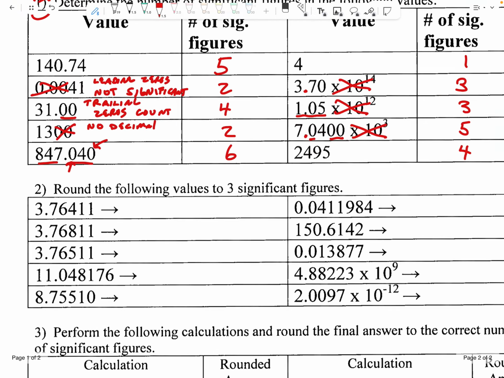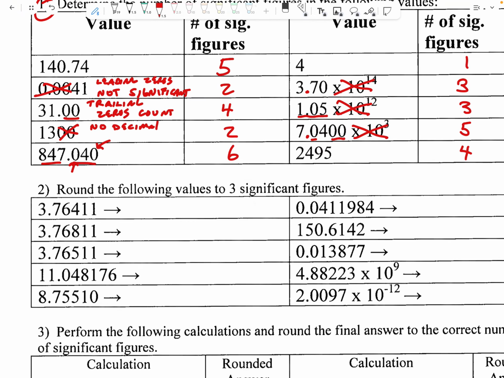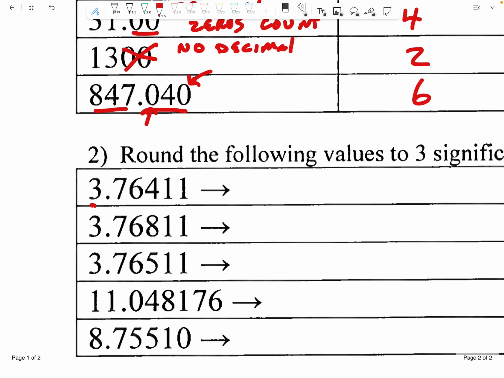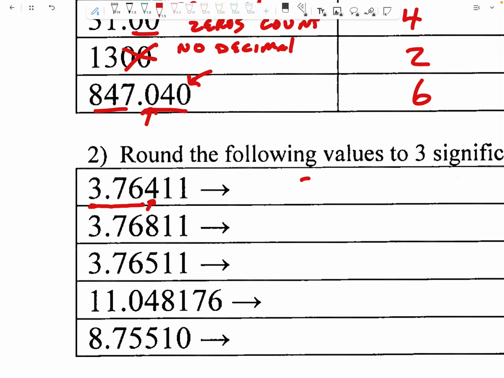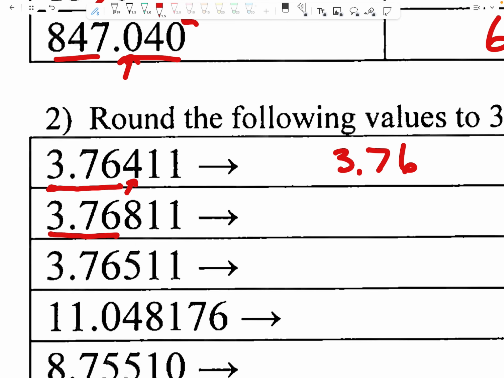So now we're going to round to 3 sig figs for this number. Here's 3 digits. Okay, that's 3 sig figs. You look to the number to the right, and that 4 does not round that 6 up, so our number is going to be 3.76. These are 3 significant digits. We look to the 8. The 8 will round the 6 up to a 7, so my number is 3.77.